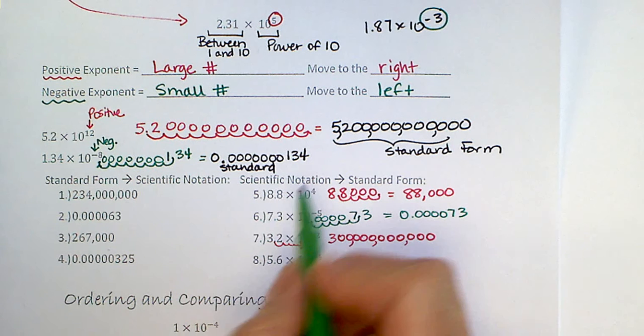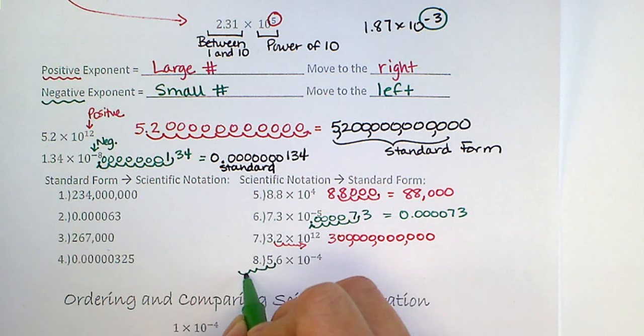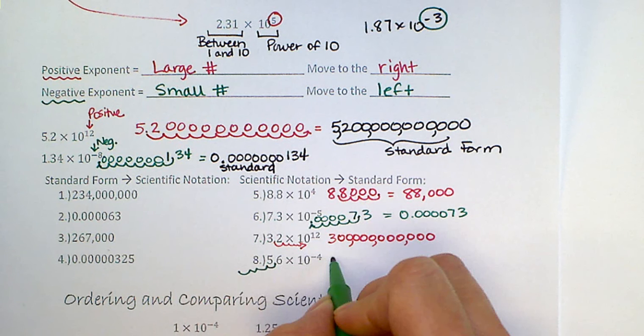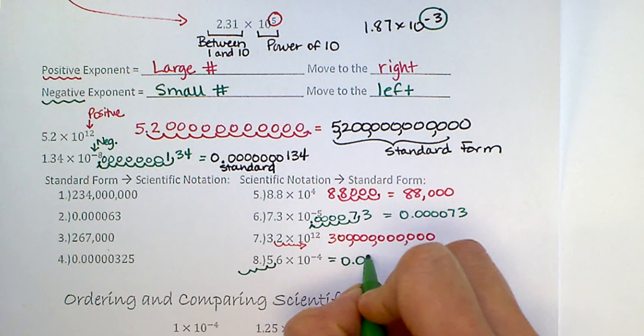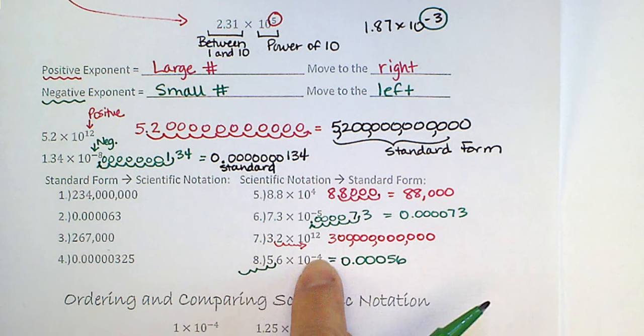Now number 8, some of you may be able to just visualize this. 1, 2, 3, 4. So it looks like I'm going to have 3 zeros right here. So 1, 2, 3, because that first loop had a 5 in it. So this is scientific and this is standard.